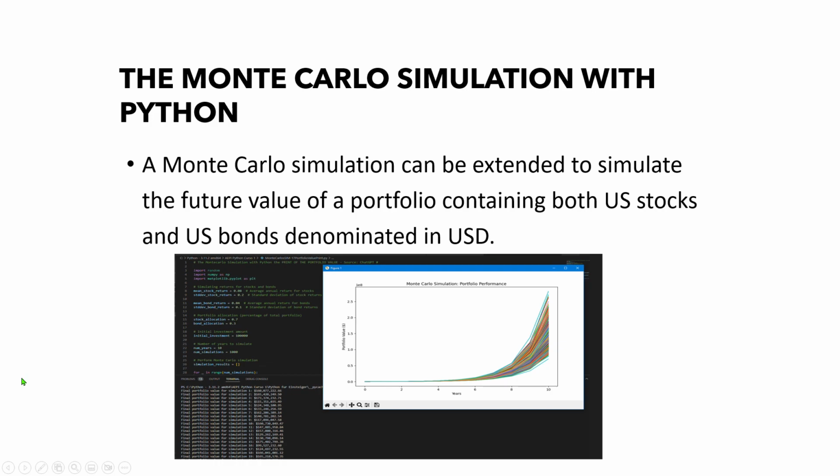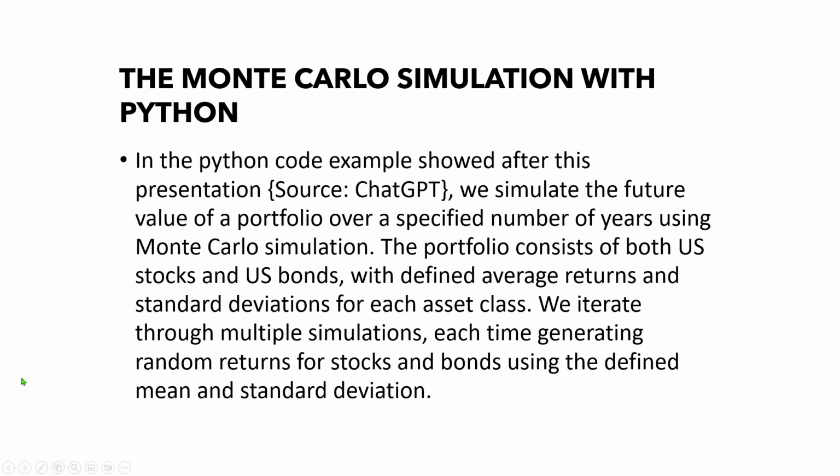A Monte Carlo simulation can be extended to simulate the future value of a portfolio containing both US stocks and US bonds denominated in US dollars. In the Python code example shown after this presentation, source ChatGPT, we simulate the future value of a portfolio over a specified number of years using Monte Carlo simulation. The portfolio consists of both US stocks and US bonds, with defined average returns and standard deviations for each asset class.